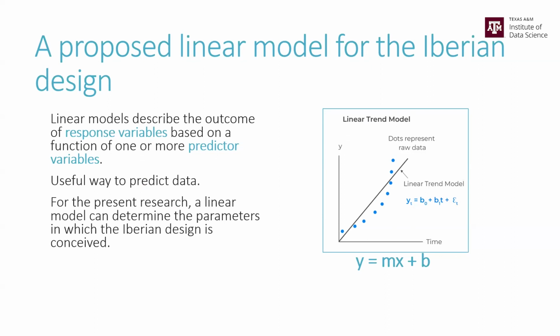The structure of a linear model is very simple. Y is the response variable that depends on a predictor variable x that is multiplied by a coefficient m and finally adds the intercept value p.